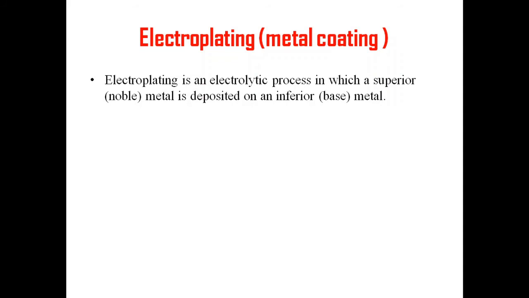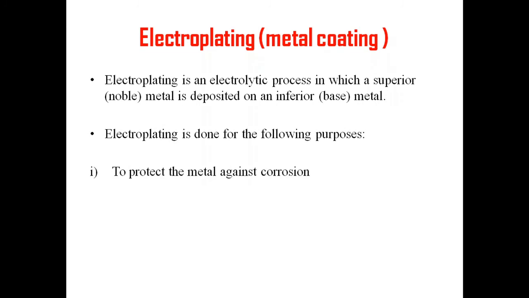Electroplating can be done for different purposes. Let's see the purposes for which we go for electroplating. We can do electroplating to protect metals against corrosion. We can take an iron rod and electroplate it, so that corrosion can be avoided.